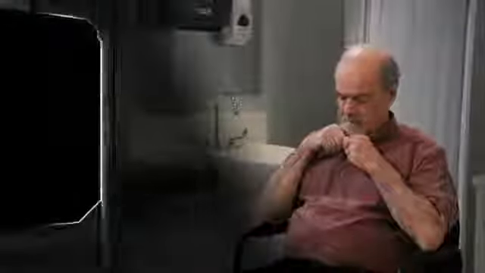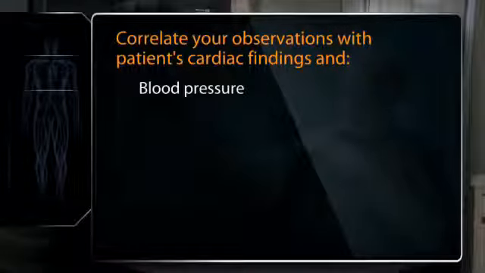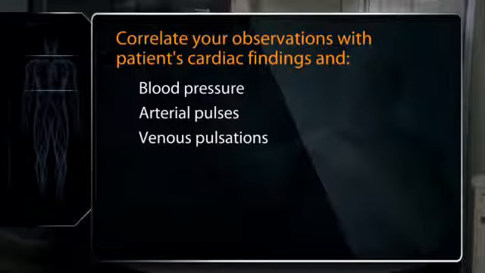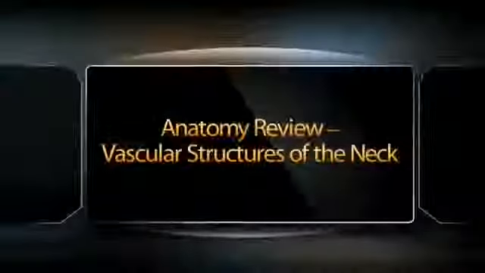Think about the possible meanings of your individual observations, fit them together in a logical pattern, and correlate your cardiac findings with the patient's blood pressure, arterial pulses, venous pulsations, jugular venous pressure, the remainder of your physical examination, and the patient's history.